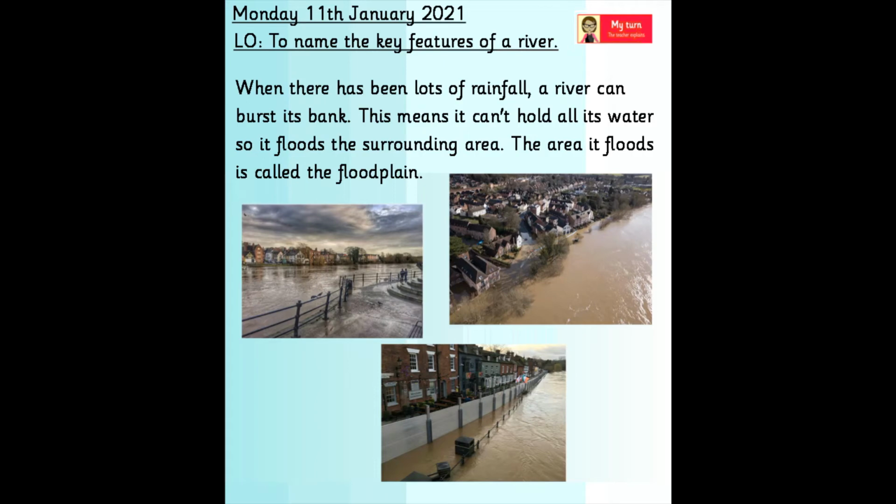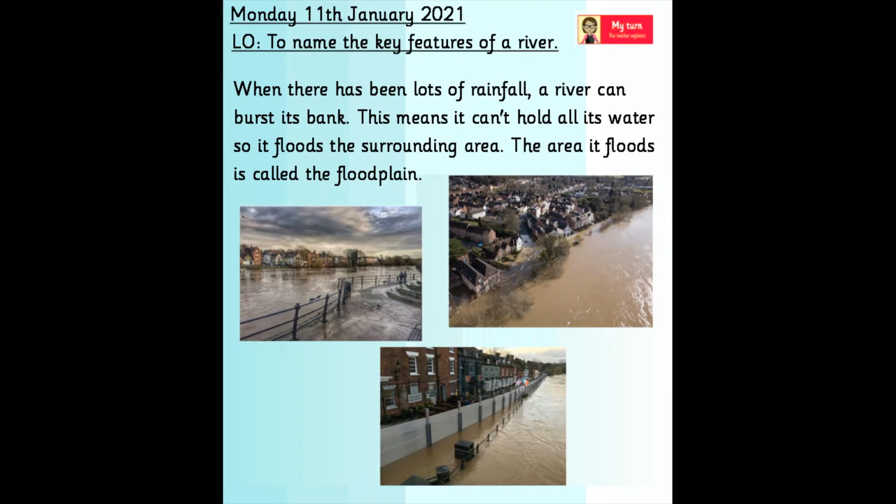In the Igniter video, Miss Bridgewater was stood on the floodplain by the River Stour in Kidderminster. She said the ground felt quite soggy. This is because there's been lots of rain recently, so the River Stour flooded the surrounding area, called the floodplain.